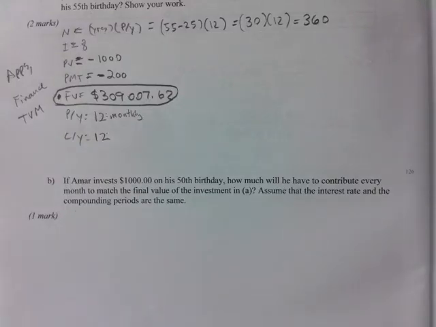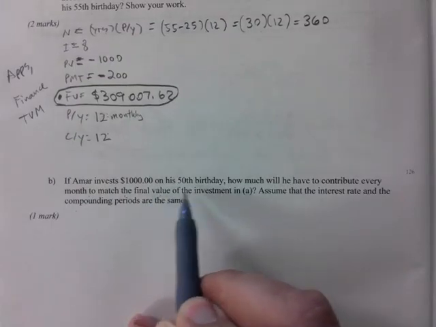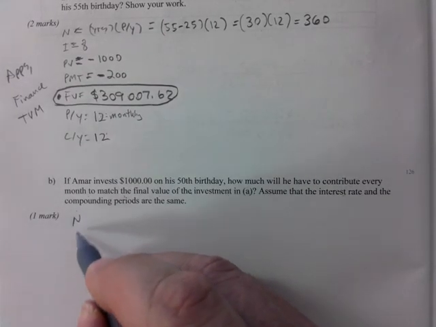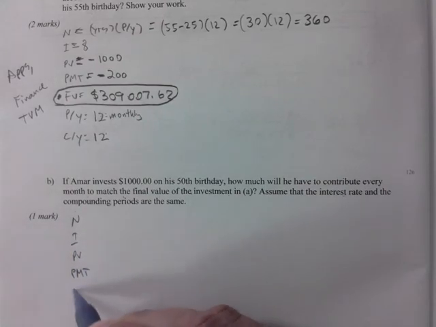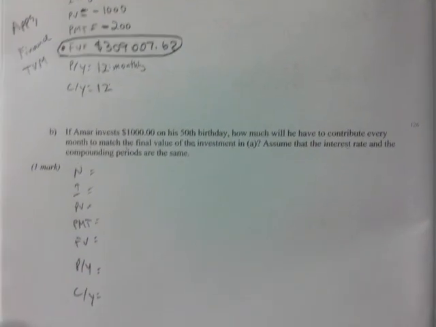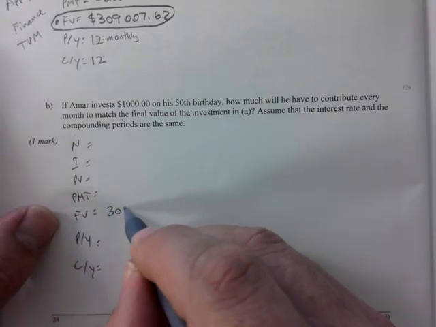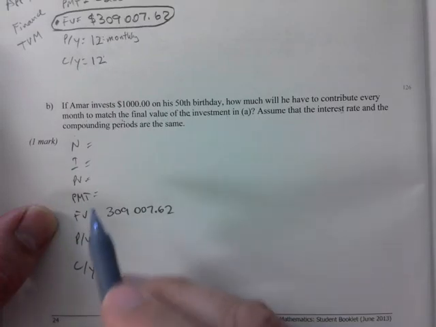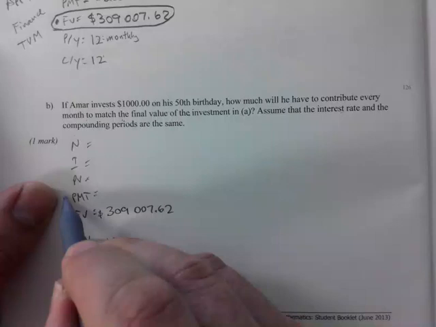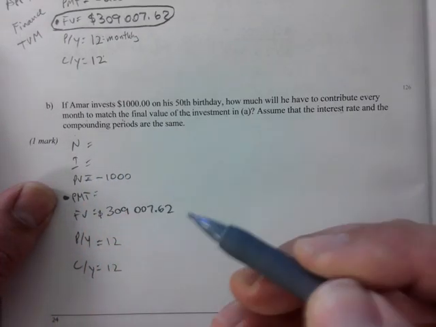B, if Amar invests $1,000 on his 50th birthday, how much will he have to contribute every month to match the final value of the investment in A? Assume that the interest rate and the compounding period stay the same. I will do this again. So basically what I'm saying is I want the 309,007.62. I want that in the future. Everything stays the same, compounding, and you're making monthly payments. They want to know what the contributions will have to be. What are my payments going to be if I put in $1,000 still, just like before?